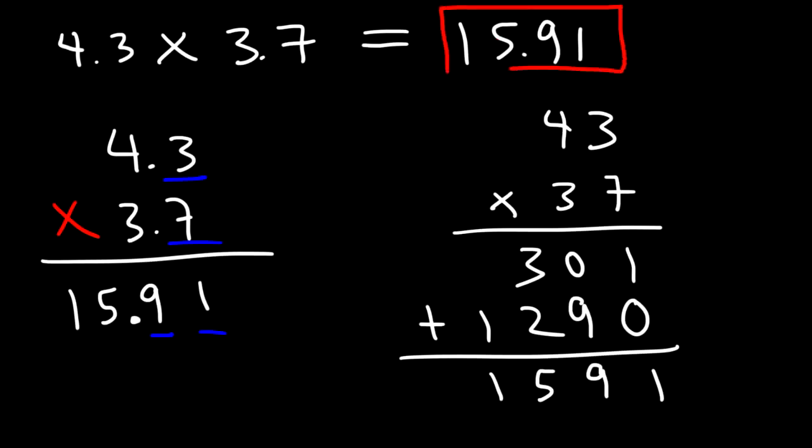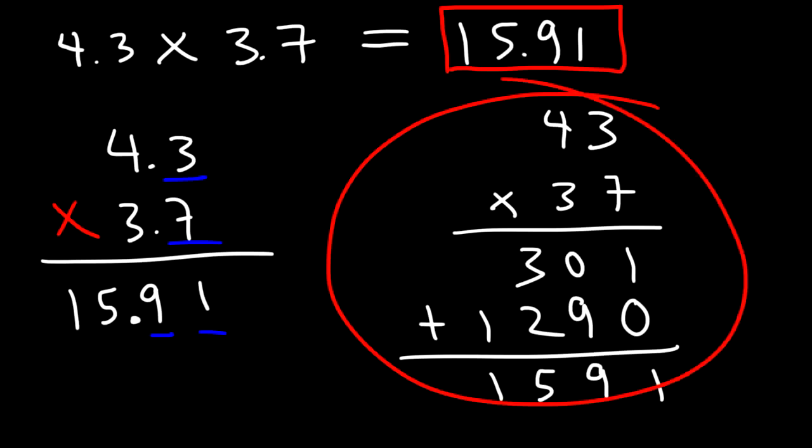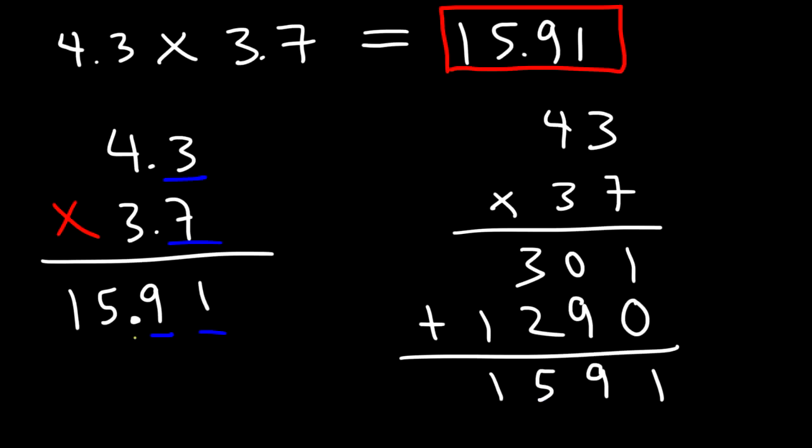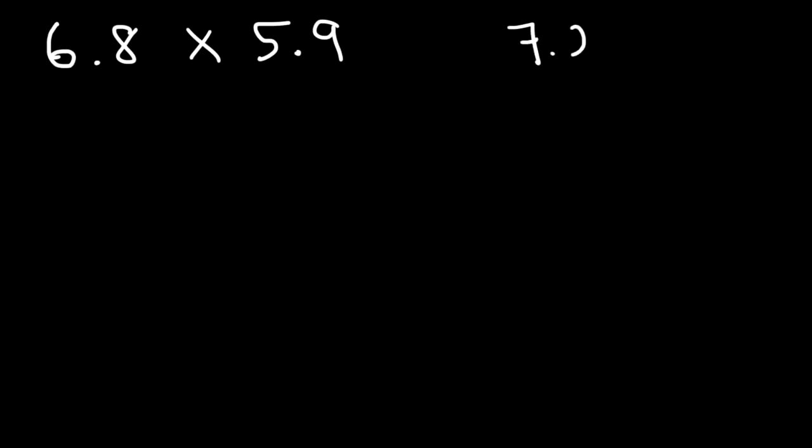And so that's how you can multiply decimal numbers. You need to follow the same procedure, but then make sure that you place the decimal point in the right spot. Now let's try this example problem. 6.8 times 5.9. And also let's try this one too. 7.2 times 9.4. So go ahead and work on those two examples.